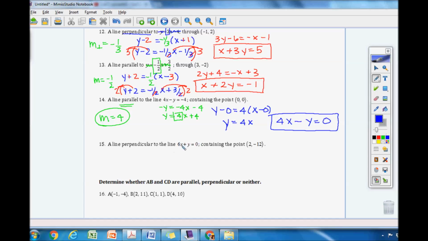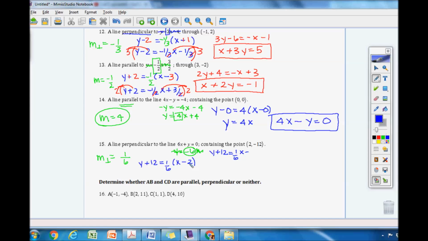Okay, perpendicular. All right, again, we got to move this. So we're going to go with y equals negative 6x plus 0. But the slope is perpendicular, so it's not going to be negative 6. We're going to take this, throw this away, and then we're going to say, oh yeah, it's got to be positive 1/6. And then we have to use this point. So I have y plus 12 equals 1/6 x minus 2.